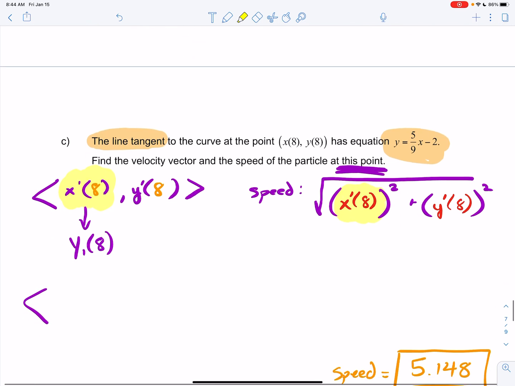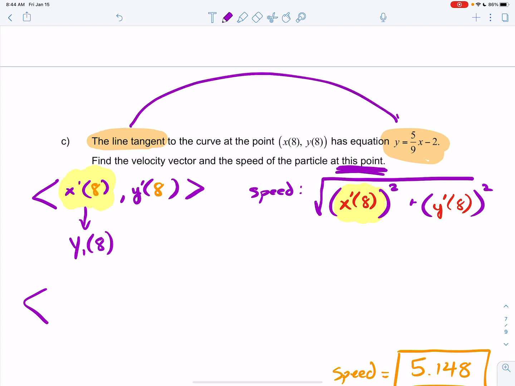So you could pause here and think about what you would do to find it, or we can just discuss it, okay? What they do give us that we haven't used just yet is the equation of a tangent line. If you take a look at the equation of that tangent line, they give us the slope, which is 5/9.